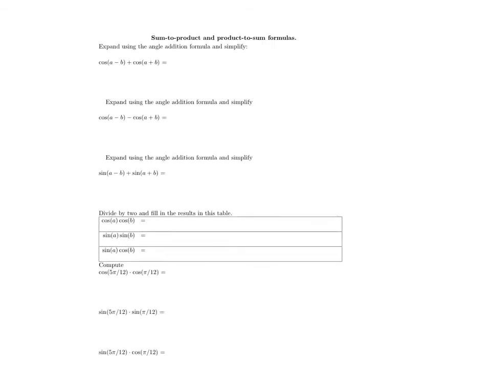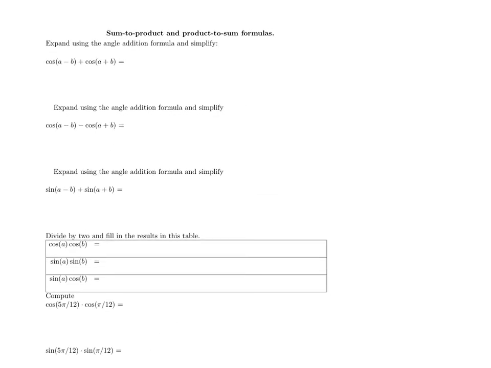Hello again, students. So, the point of this lecture is to introduce the sum to product and product to sum formulas. This represents the final lecture in the series. It is sad, but the semester is coming to a close.